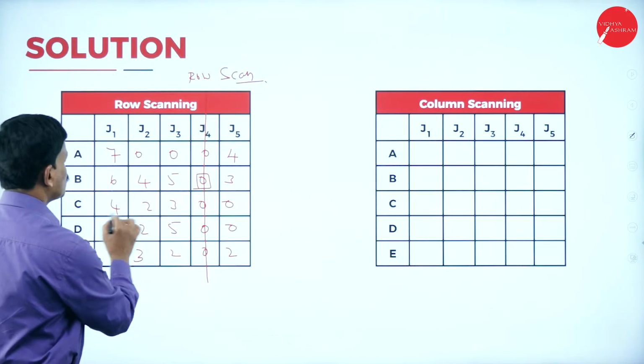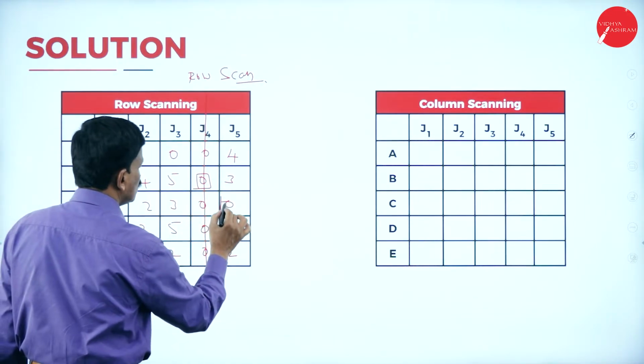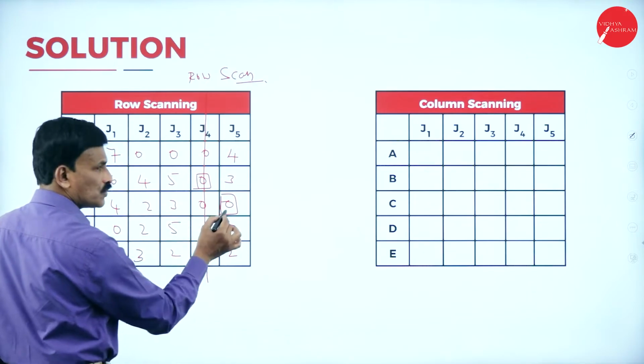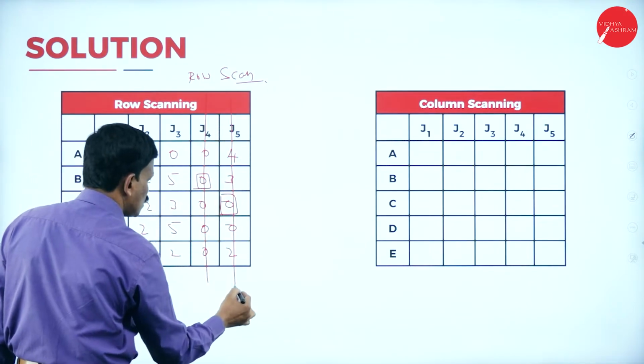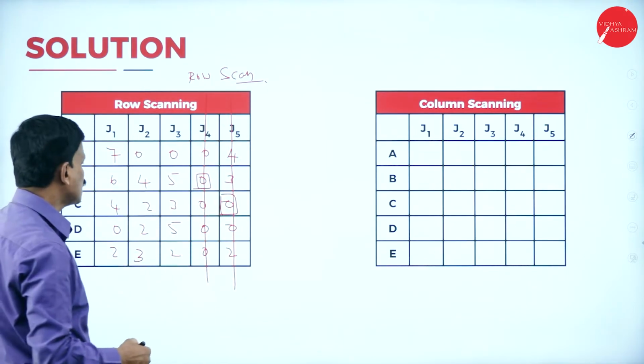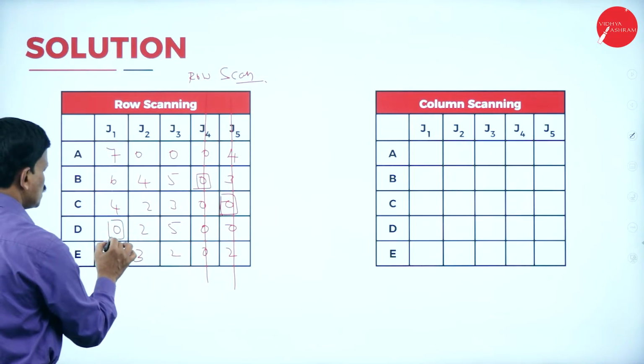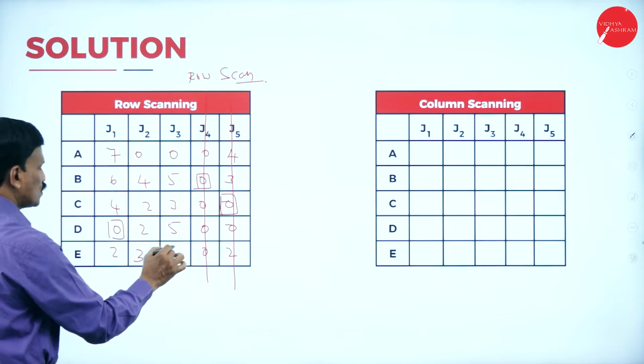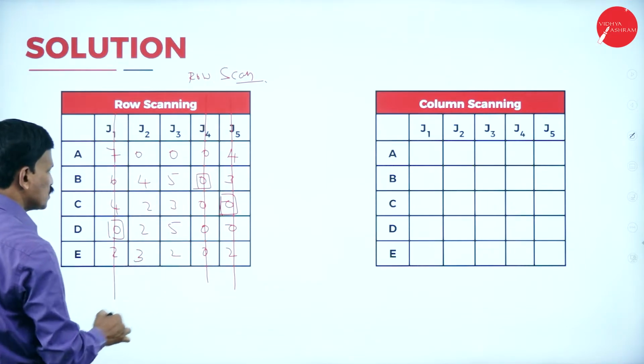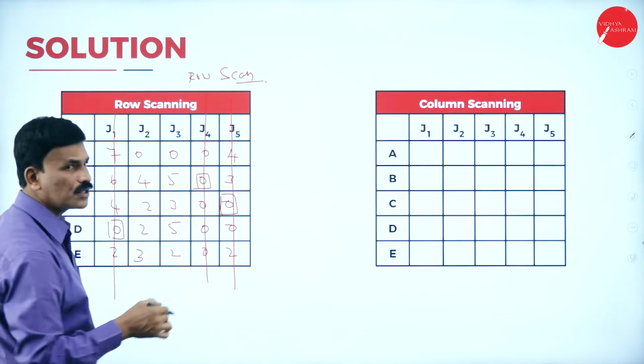Now come to the next row. In the next row, we have one 0. Box this. We are doing row scanning. We can cancel this column. This column is also cancelled. And next here one 0 is there. You can box this. Since we are scanning the row, we can cancel this column also. So this is called row scanning.